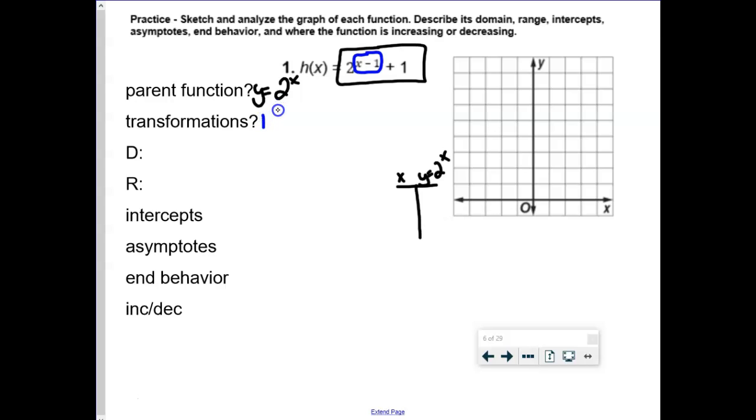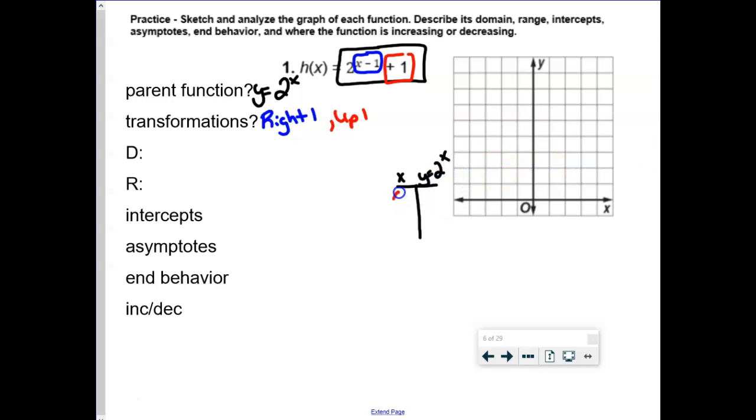Is it right or left? It's right one. You all keep second guessing everything you know now. And then if I have a plus 1 outside of the body of a function, that's a vertical shift of up 1. All right, here's what we're going to do.